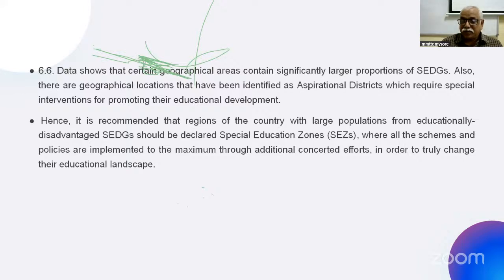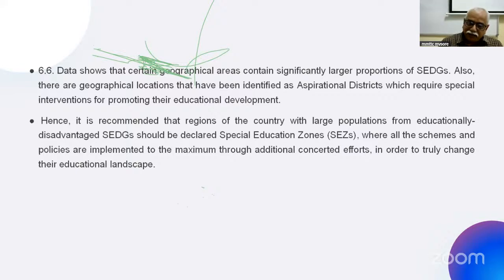Now, once these aspirational districts are considered, the policy recommended that a region of the country with a large population from economically disadvantaged groups should be declared as special education zones. For developing industries, you may see that in many states they have created SEZ corridors, special economic zone corridors, where if you establish your industries, certain infrastructure facilities are given, some tax rebates are given, and incentives are given for them to start their factory or industries.